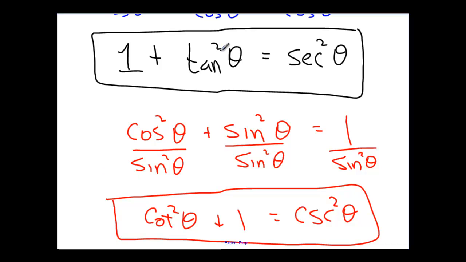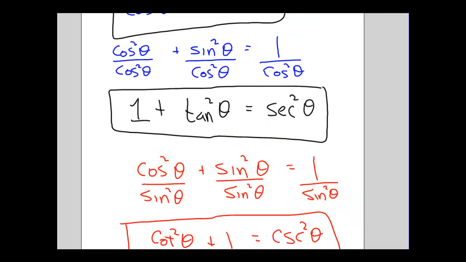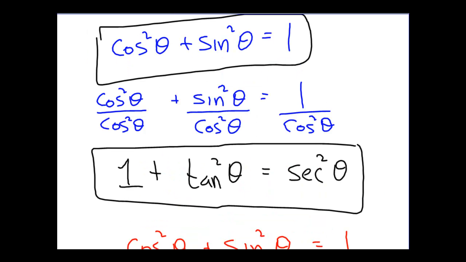So these are all three very important identities, things that we would like to be familiar with over the course of the year. These are things we'll be using very much in the next chapter. So we want to be comfortable with those.